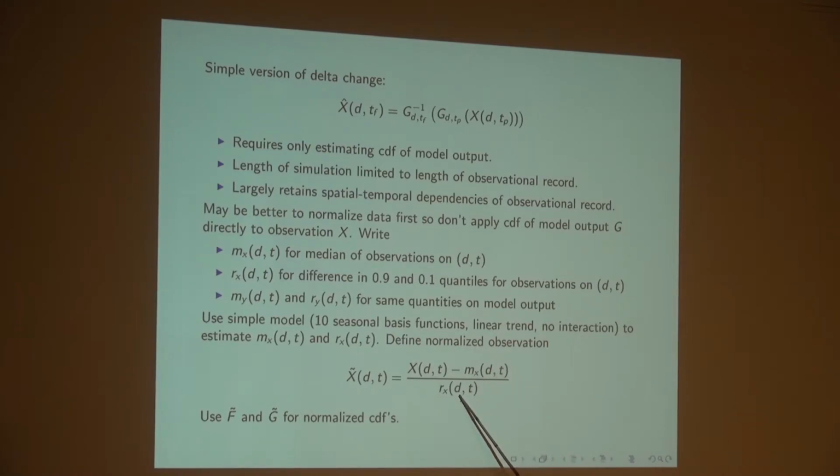I'm not sure how much I want to go through these details, but it doesn't matter that much. All I'm really trying to do is put the observations on the same general scale as the model output so that I don't get a temperature here that looks really different from anything I've ever observed. So we first did a normalization, and then the normalized observations have a tilde on them.